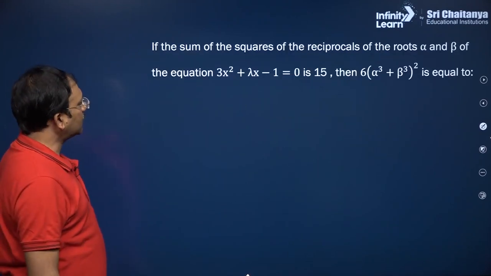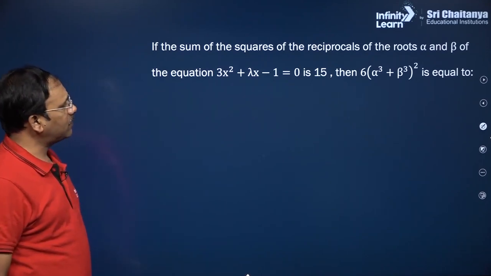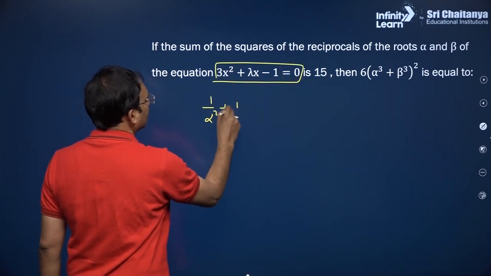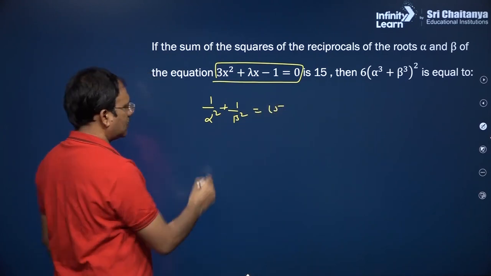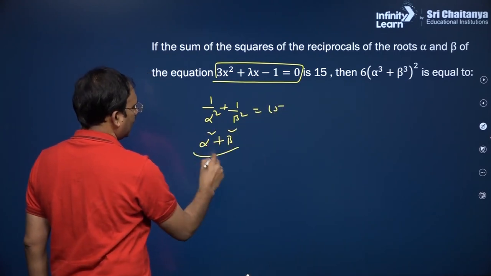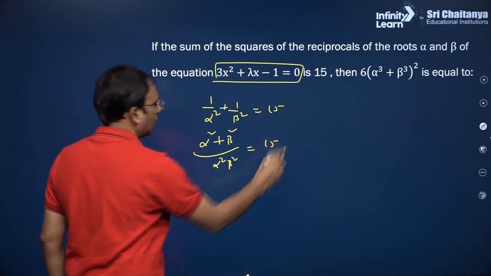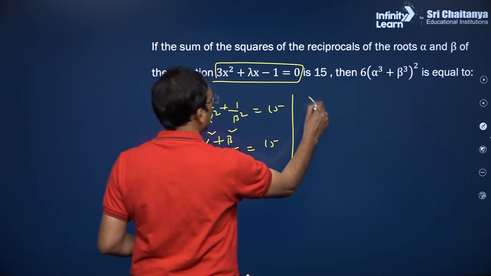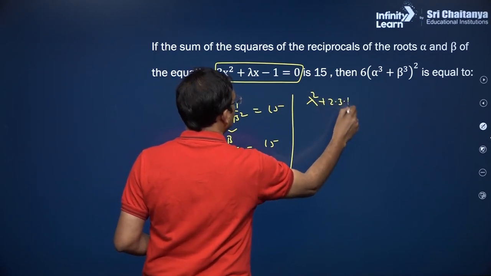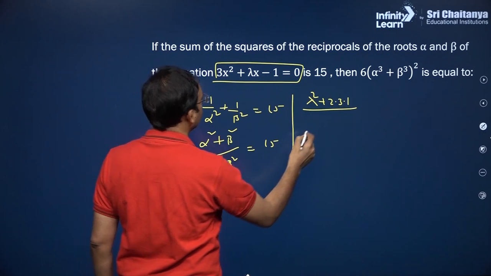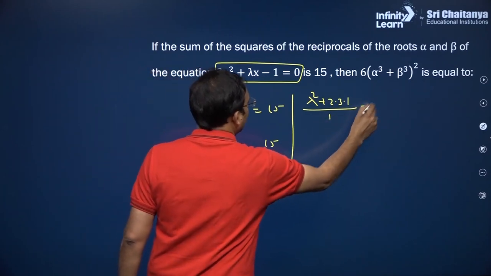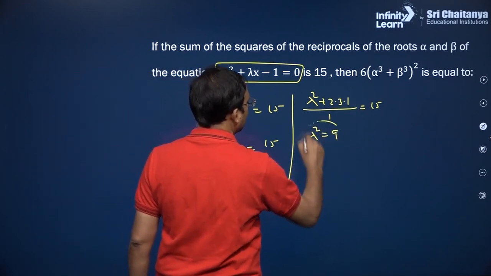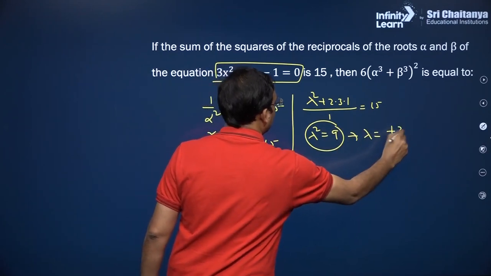9 is the answer. Next, the sum of the squares of the reciprocals of roots alpha and beta of this particular equation. That means 1 by alpha square plus 1 by beta square is 15, my dear friends. That means alpha square plus beta square by alpha square beta square is equal to 15. We have formula for alpha square plus beta square in a quadratic, b square minus 2ac by a square. This is c by a whole square, that is c square by a square, is given as 15, my dear friends. So lambda square is equal to 9. That is the point. So lambda can be plus 3 or minus 3.